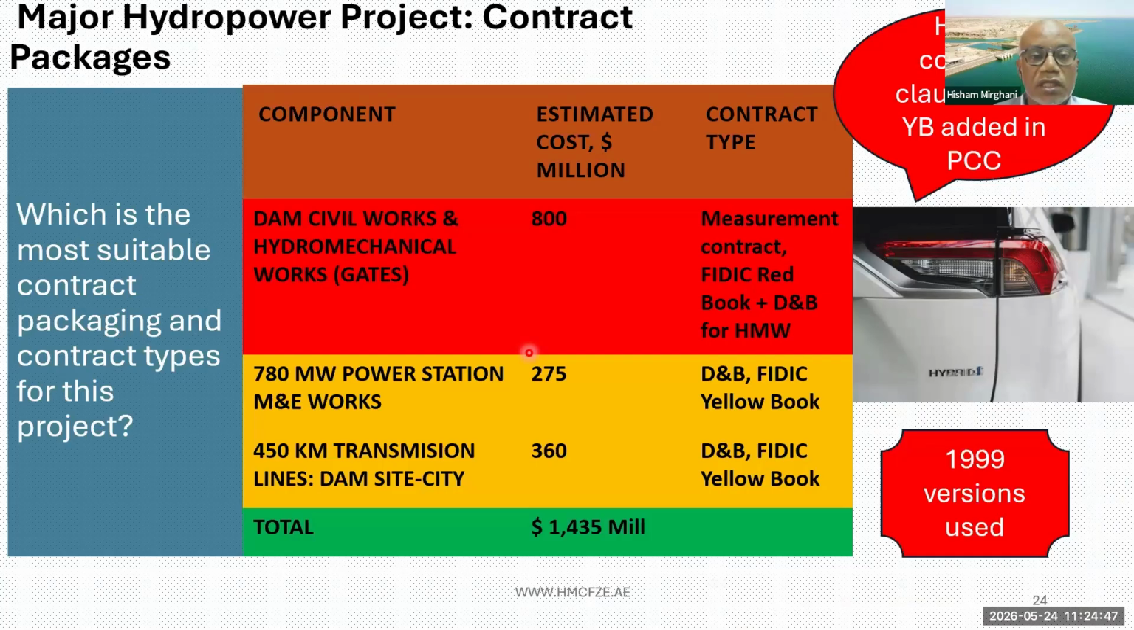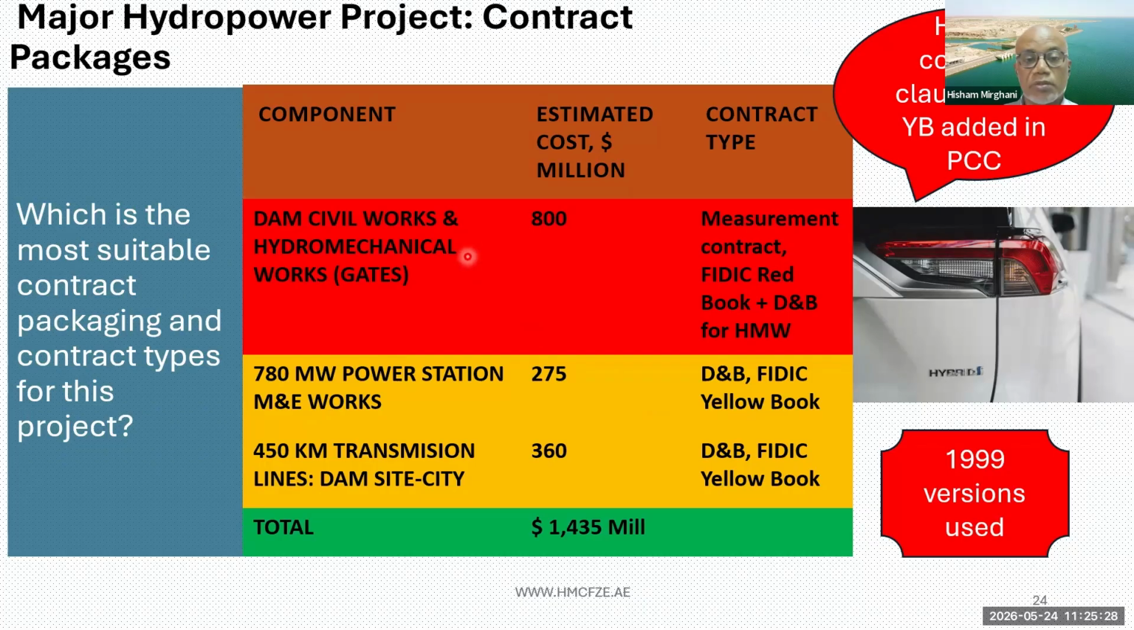Regarding the contract packaging, I'm showing here a typical output of a feasibility study showing the estimated cost. So the dam civil works estimated at $800 million, 780 megawatt power station estimated at $275 million, 450 kilometer transmission line, $360 million. And basically, we adopted the conventional approach to packaging, which is having the civil works as a measurement contract with the FIDIC Red Book, the turbines in the power station as design build, FIDIC Yellow Book, and the transmission line also as design build with FIDIC Yellow Book.